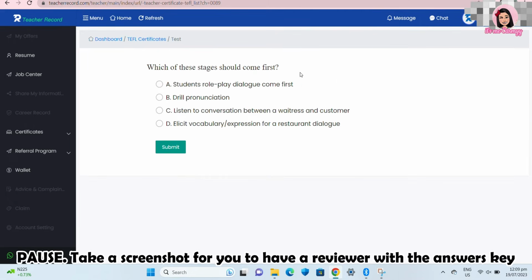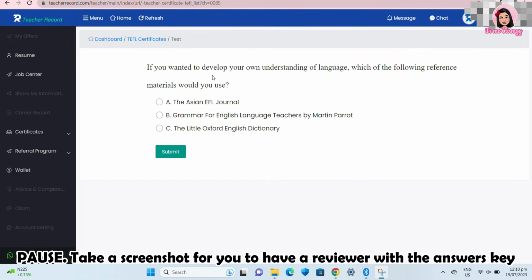Which of these stages should come first? Listen to conversation between a waitress and customer. If you wanted to develop your own understanding of language, which of the following reference materials would you use? Grammar for English Language Teachers by Martin Parrott.